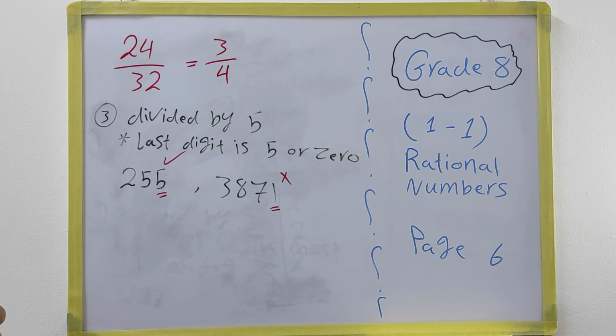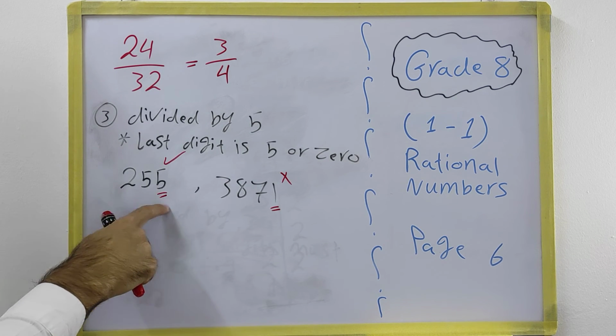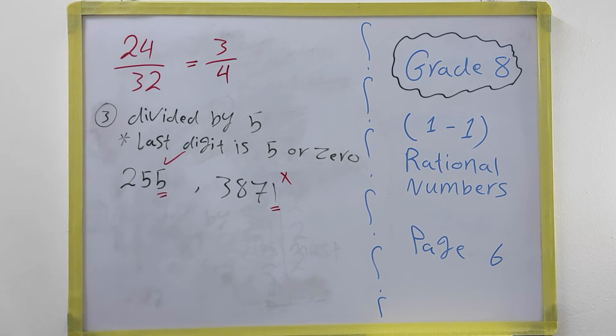In divide by 2 and divide by 5, we look at the last digit. But in divide by 3, we sum the digits, we add all of them. We take the sum. If it's 3, 6 or 9, then we can say this is divisible by 3. If not, we say this cannot be divided by 3.